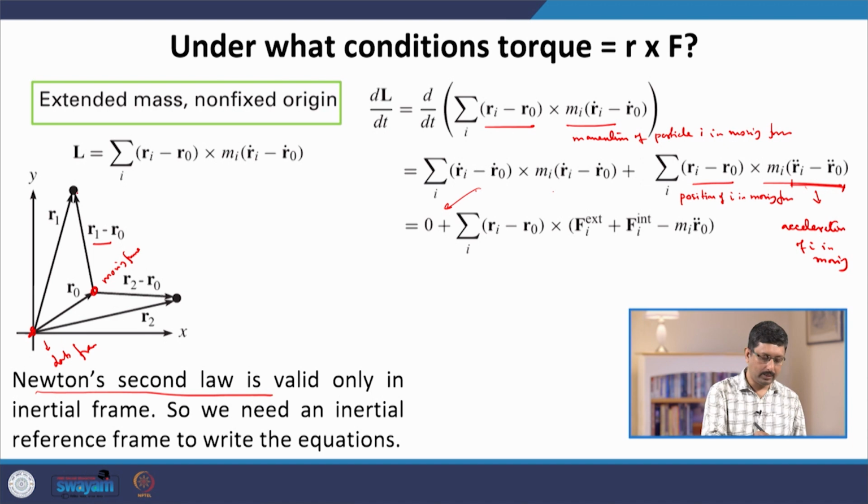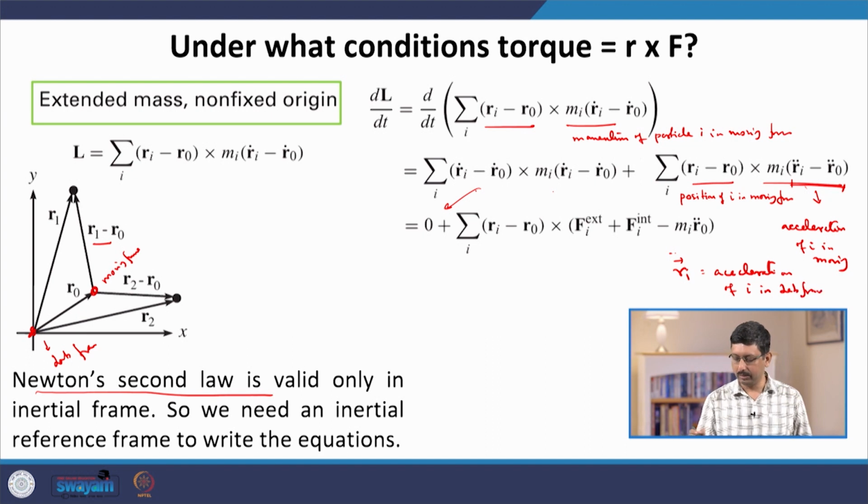So, this is the acceleration of the particle i in the moving frame, and r_i double dot is the acceleration of i in the lab frame, which is the fixed frame. This is the difference. Now, let us work out these terms.